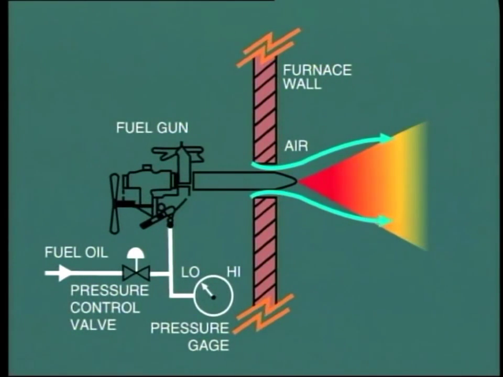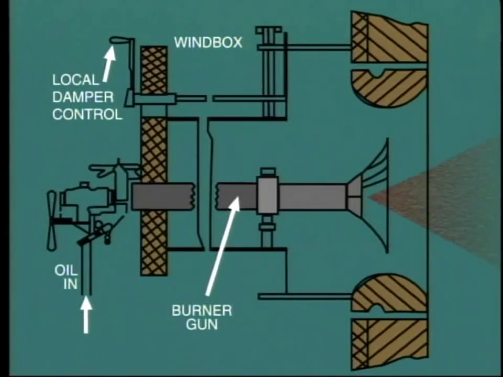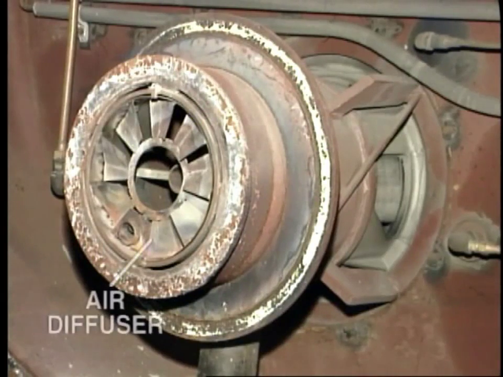Fuel oil is fed through the burner gun under pressure and forced into the boiler through the burner tip. Air is blown from the wind box and enters the furnace through a diffuser which surrounds the burner tip. The objective of the diffuser is to impart a swirling motion to the air so as to create turbulence and improve mixing with the oil.